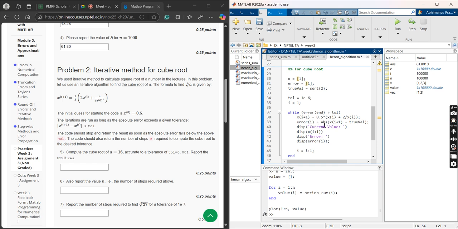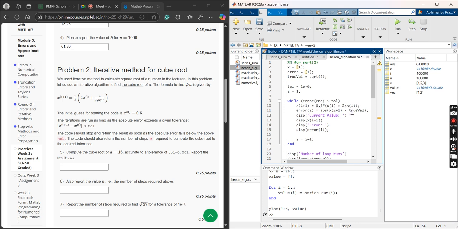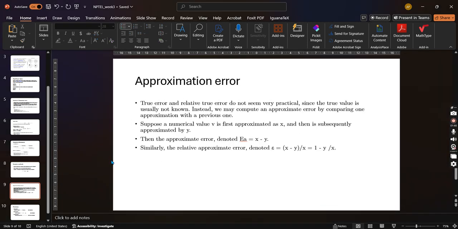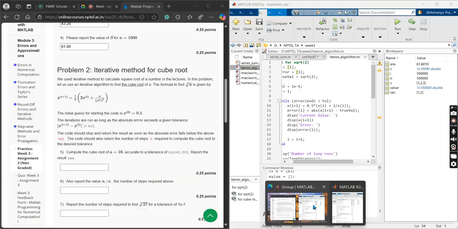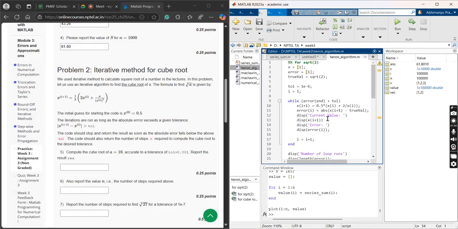The error that we were using over here for the square root was not the absolute approximate error. So if I go over here, yeah, there is something called approximation error. The true error and relative error were the ones that we have used until now in the calculation of the square root of 2. So we differentiate the current value and the true value, and we get an error.